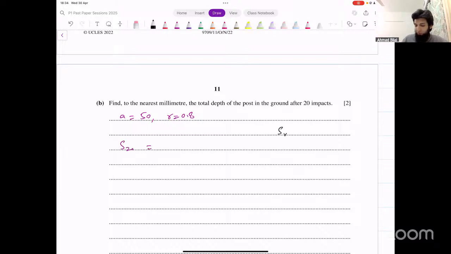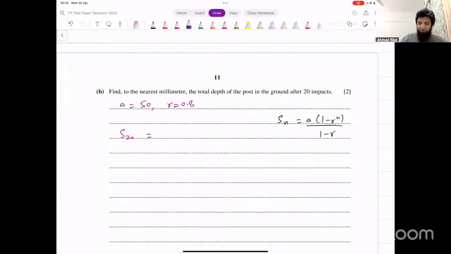What's the formula for the sum of n terms for a GP? It's a into 1 minus r raised to power n, divided by 1 minus r. Just input values in this. a is 50, into 1 minus 0.8 raised to power n, which is 20, divided by 1 minus 0.8, and that will give you something. Let's see what that is.